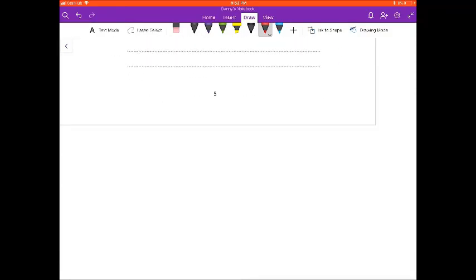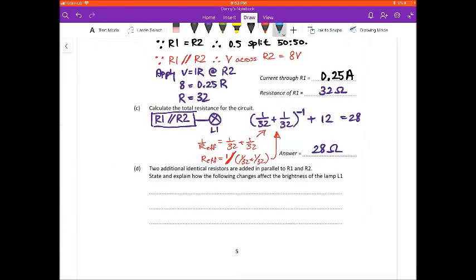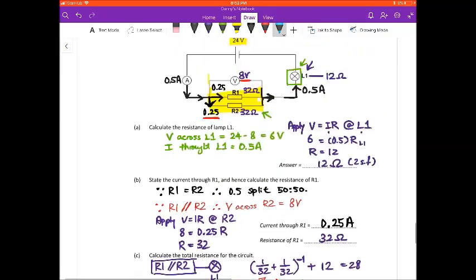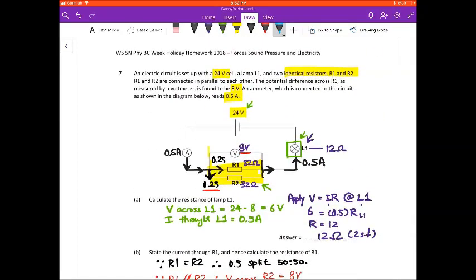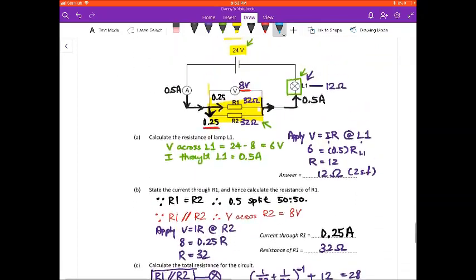Okay. 2 additional resistors are added to R1 and R2. What will happen to the brightness? So remember, brightness refers to the power P. How much electrical energy is converted to light energy. The higher the power, the brighter it is. Okay, so if you look here, there are many ways to explain it. You need to know something.